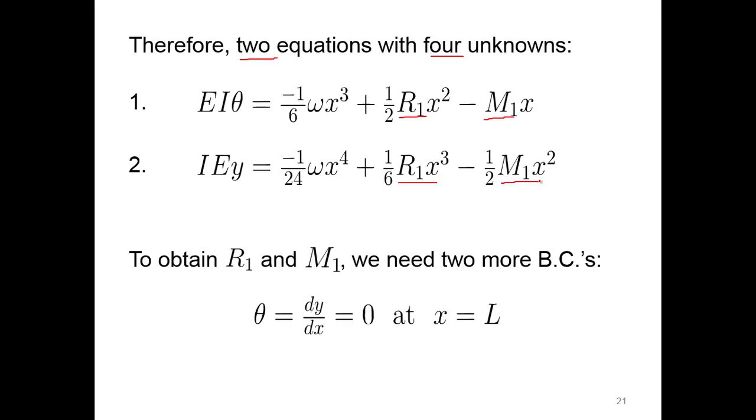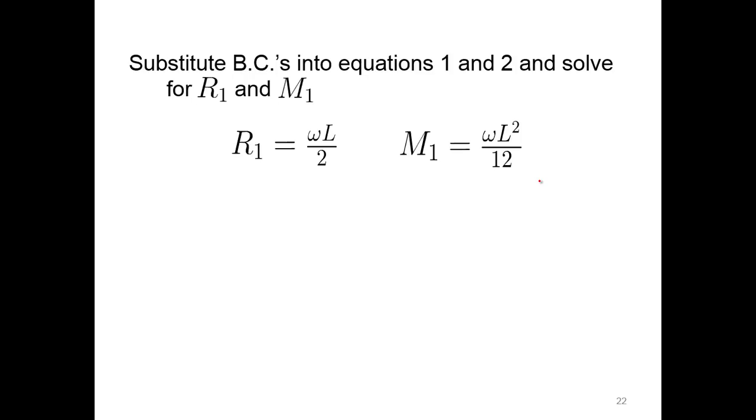We need two more boundary conditions, though. We use the deflection and the angle at x equal to L, the other end of the beam. There's no rotation and no deflection at that point either, so we can solve for those. Substituting those boundary conditions into equations 1 and 2 on the previous slide, we can solve for the reaction force at node 1 and the moment at node 1.